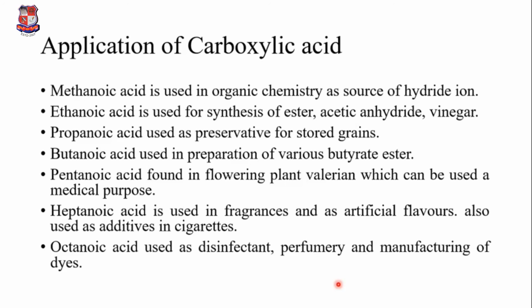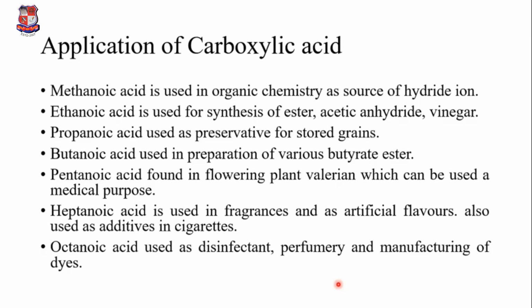Okay, then the applications of carboxylic acids. This is the last part of our lecture. So the first application is that methanoic acid is used in organic chemistry as a source of hydride ion. And ethanoic acid is used for the synthesis of esters, acetic anhydride and vinegar. Then propionic acid is used as a preservative for stored grains. We use propionic acid at home for the storage of grains. Okay, remember that. And then butanoic acid is used in the preparation of various butyrate esters.